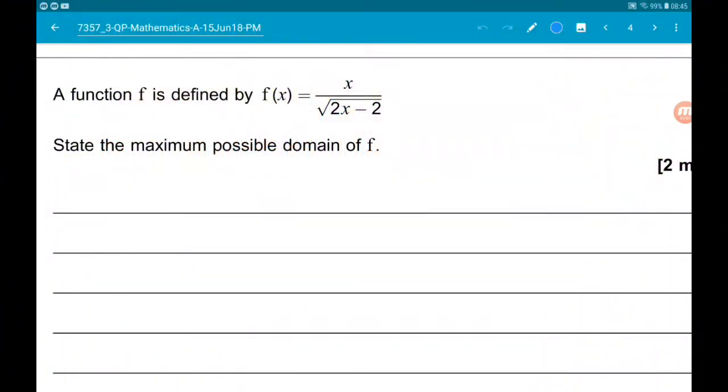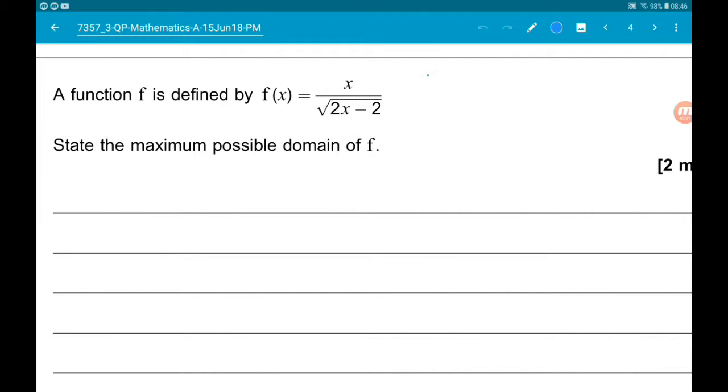Okay, question 6. A function is defined by f of x is equal to x over root 2x minus 2. We want to state the maximum possible domain of f. So the domain is the range of values that x is allowed to take, so the values of x that we are allowed to put into the function.